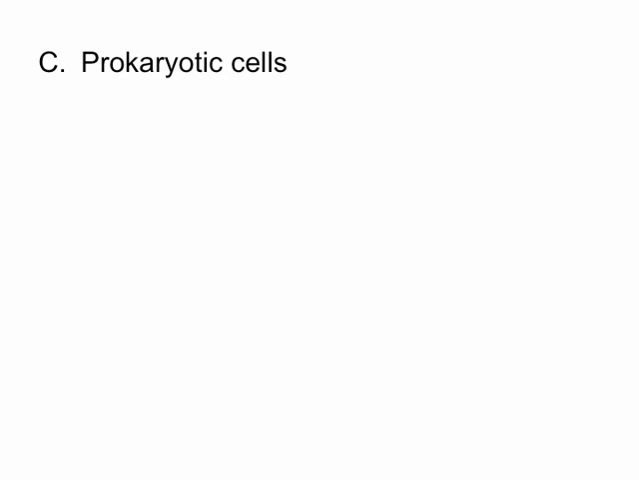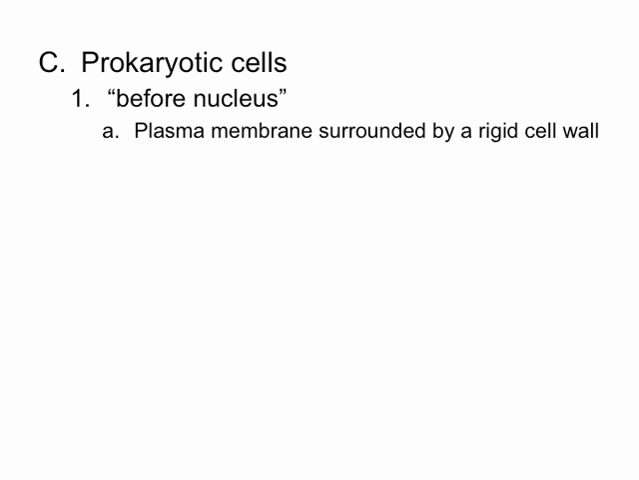Prokaryotic cells, on the other hand, pro is going to be before, karyote again is going to be nucleus. So prokaryotic cells literally mean before nucleus. They have a plasma membrane, and that plasma membrane is surrounded by a rigid cell wall. Bacteria are really good examples of prokaryotic cells.